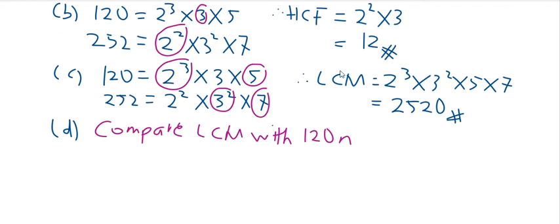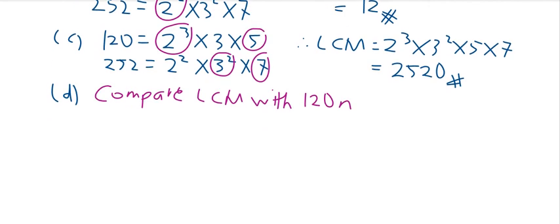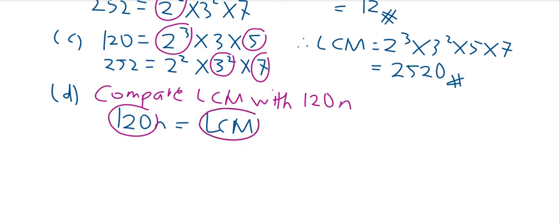Okay, so when you try to compare the LCM with 120 times n, you are actually trying to find the missing number n, which can be multiplied by 120 to get a multiple of 252, because LCM is basically all the factors of both 120 and 252. So what we are going to do next is, you just have to remember this, okay? 120n equal LCM. So 120 is basically just the prime factors over here times n, and the LCM over here you can change into what you have found before, which is 2 power 3 times 3 power 2 times 5 times 7.